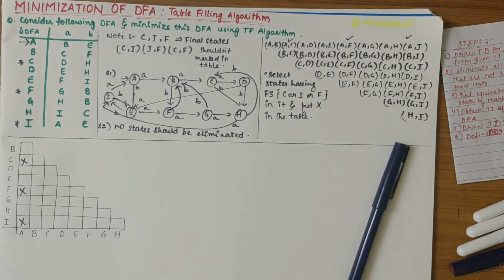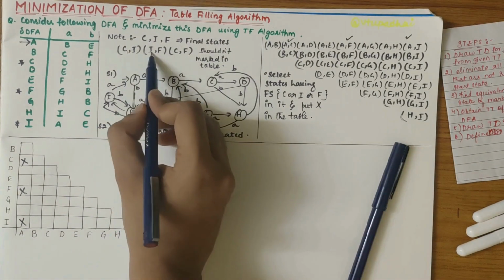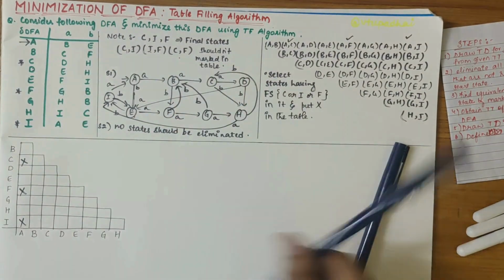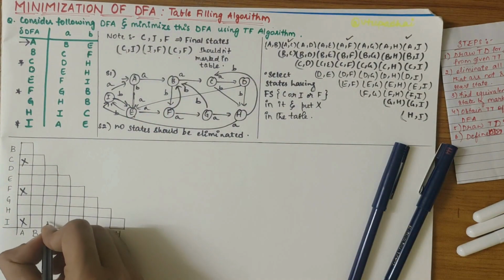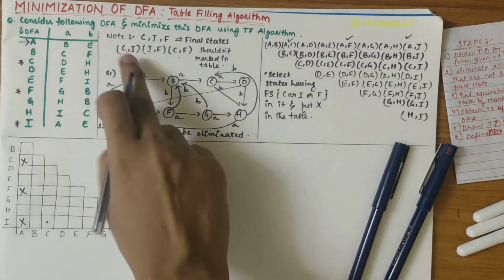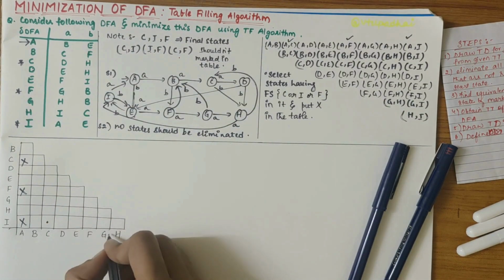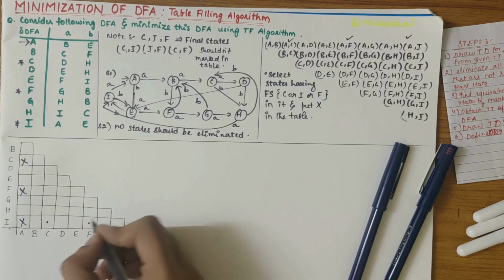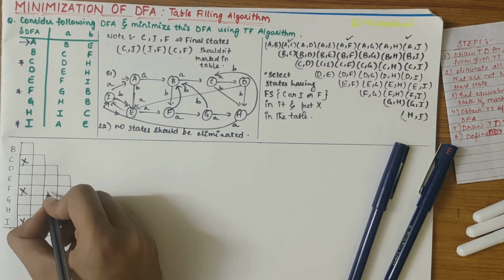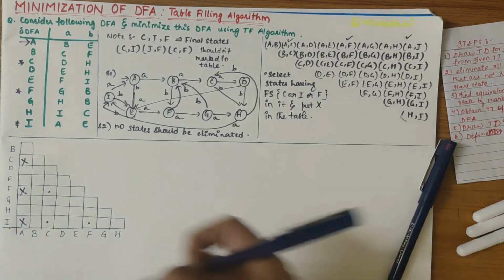But a very important thing before that is CI, IF and CF should not be marked. So make sure that you put a small dot in CI, so that you don't mark that. IF, put a dot there, and then CF, put a dot here. So make sure that you don't mark in these places.